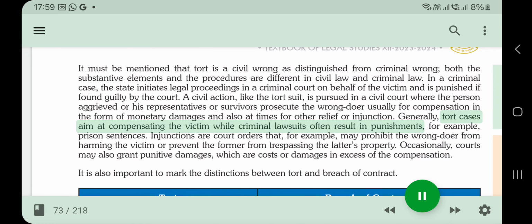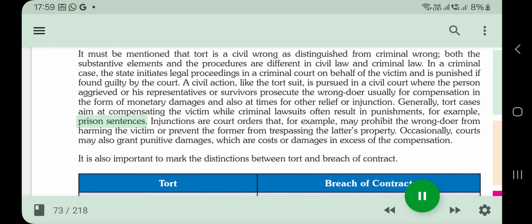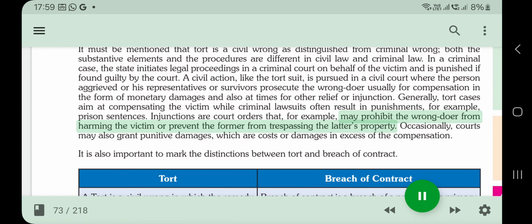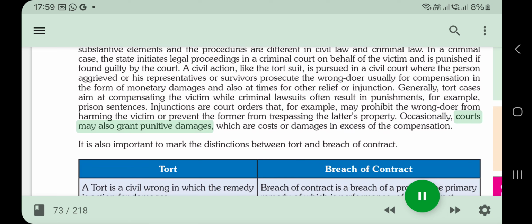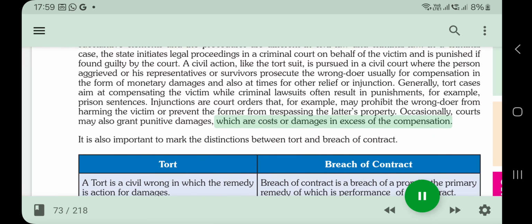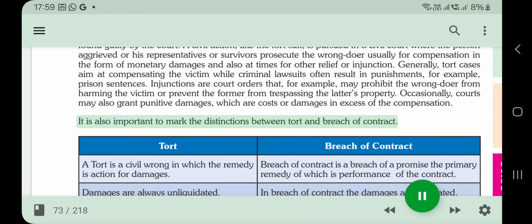Generally, tort cases aim at compensating the victim while criminal lawsuits often result in punishments, for example, prison sentences. Injunctions are court orders that, for example, may prohibit the wrongdoer from harming the victim or prevent the former from trespassing the latter's property. Occasionally, courts may also grant punitive damages, which are costs or damages in excess of the compensation. It is also important to mark the distinctions between tort and breach of contract.